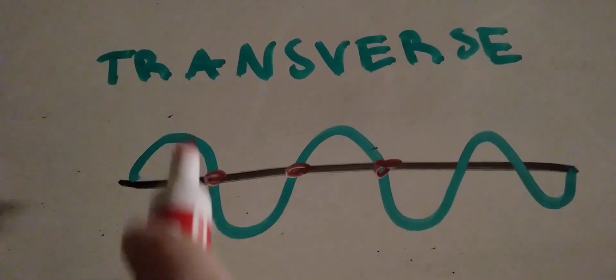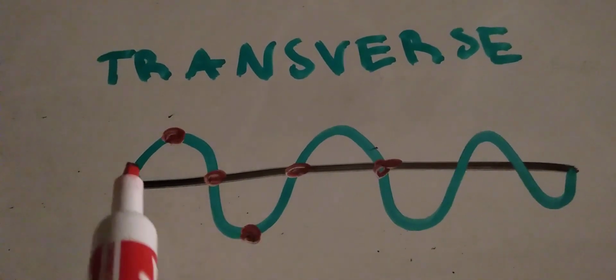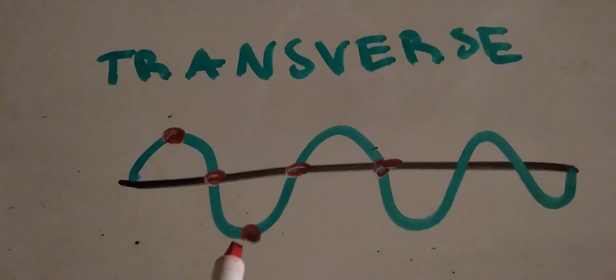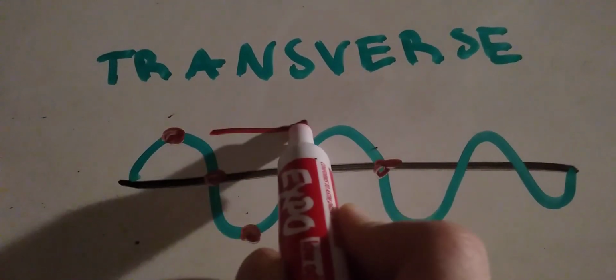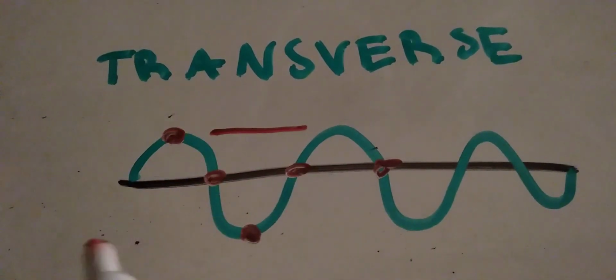There are also two other points, one at the highest and one at the lowest. The highest are called crests. The lowest are called troughs. There are also the lengths in between each wave, which are called wavelengths.